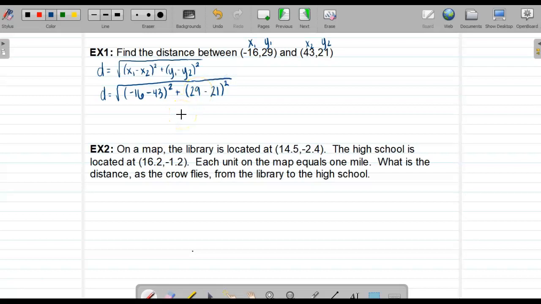You do not individually square each number. Because of order of operations, what we would have to do first here is what's in the parentheses. You can type this whole thing into the calculator, but I find when students do, they mess up a lot of times. So I'm going to do it one step at a time. So I've got negative 16 minus 43. So I've got that c equals the square root of negative 59 squared plus 29 minus 21, which is going to give me 8 squared.